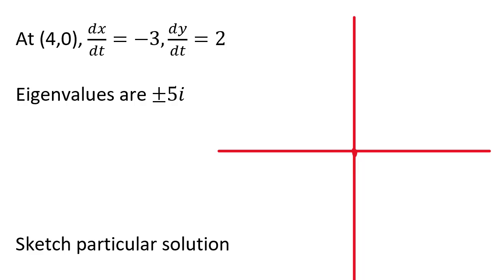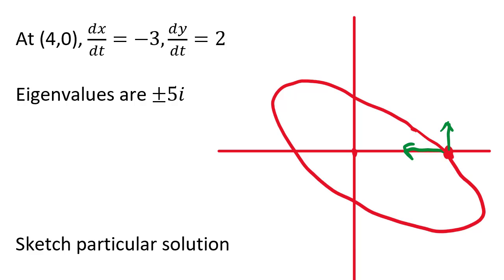It's a particular solution because they tell us where it starts, 4, 0. But they also say that the speed you're going at this time is in the x direction -3. So in the x direction, I'm traveling at -3. And in the y direction, I'm traveling at +2. So overall, I'm traveling in this direction. And so I can now draw it, and it will look like an ellipse going anti-clockwise.